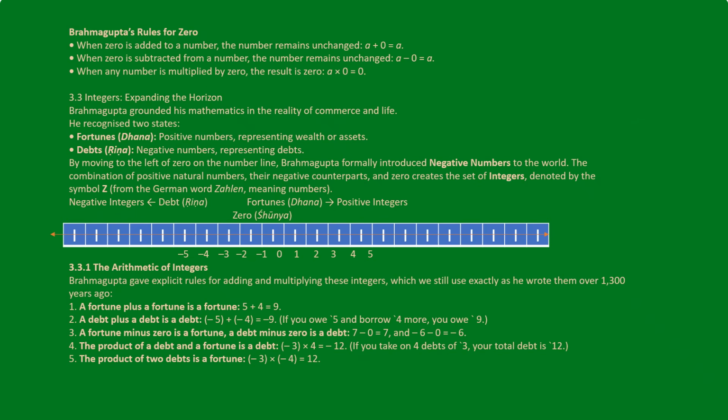The product of a debt and a fortune is a debt, meaning a negative integer multiplied by a positive integer always gives rise to a negative integer. The product of two debts is a fortune. A negative number multiplied by another negative number is always a positive number.